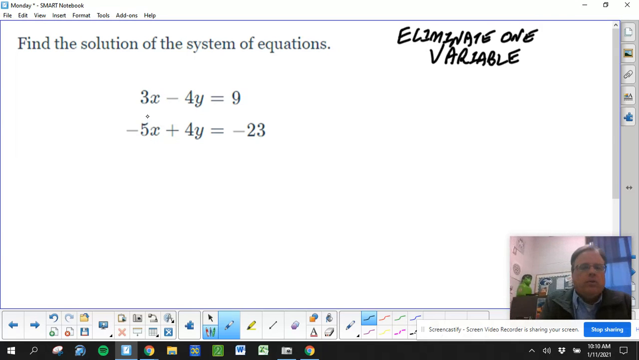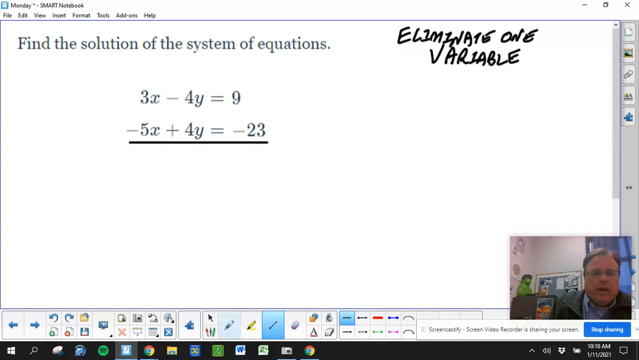We'll look at this equation and we see that the y's are opposite numbers. Negative 4 is the opposite of positive 4. And what that means is if I add these two together, they will cancel or eliminate. So I draw myself a little line and I add going down.